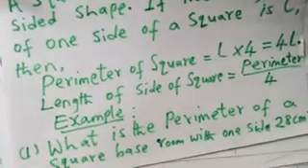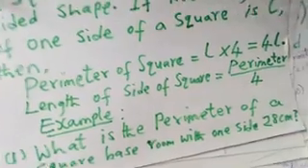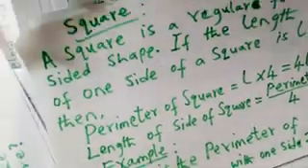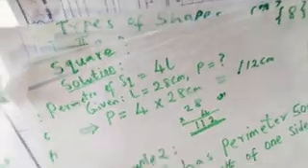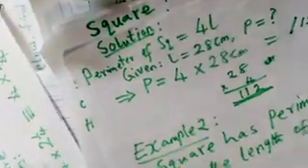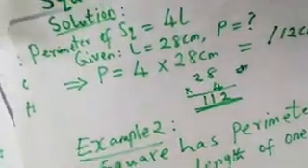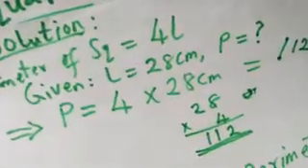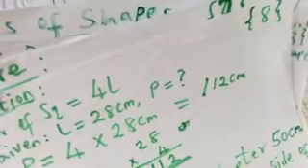You can see that you have the length to be 28 centimeter. Perimeter of a square is equal to 4L, and your L is given to be 28 centimeter. So P is equal to 4 times 28, which equals 112. You can check the calculation yourself. 28 times 4 gives you 112 centimeter.